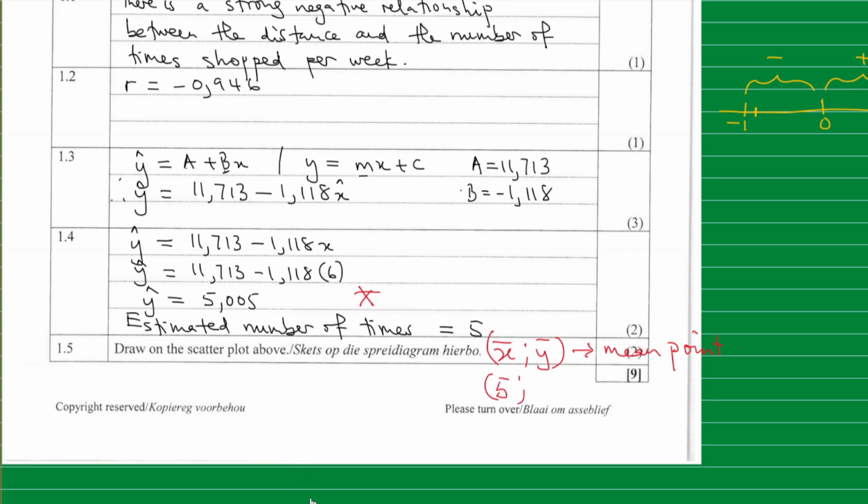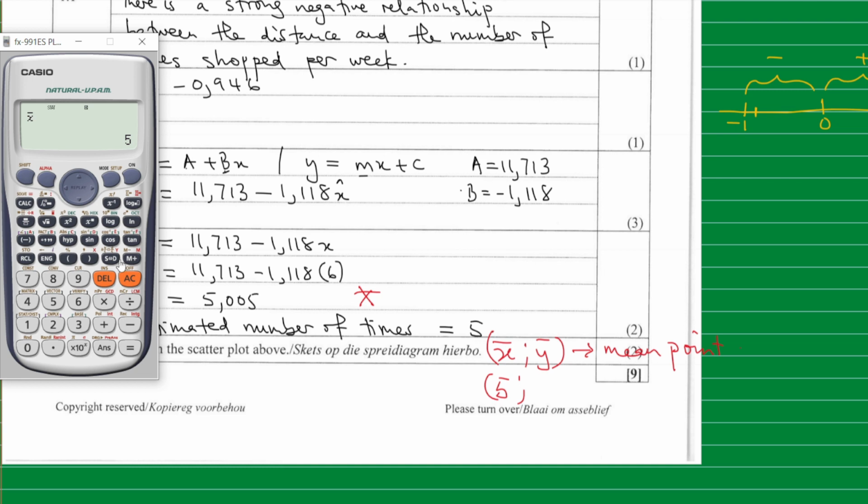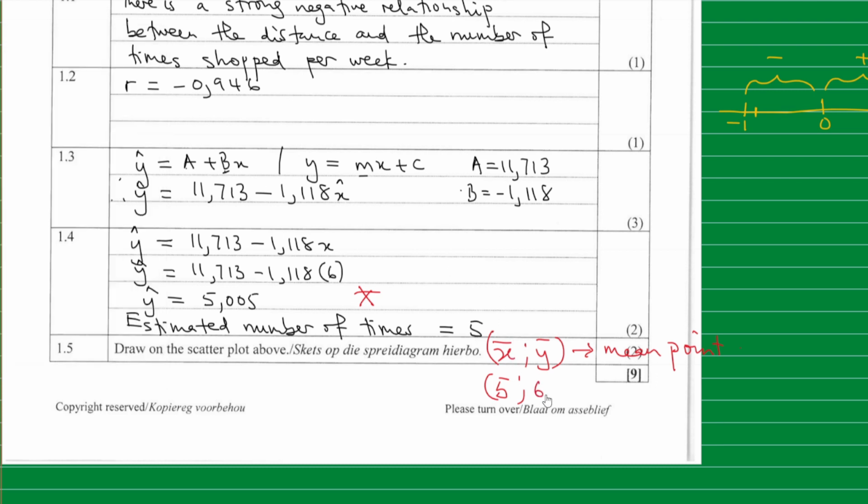And the y bar, let's extract the y bar. The y bar is shift 1 again, 4, and then y bar is at number 5, and then I'll get that. So I'm getting 6.125. So that is 6.125. So this is my mean point.